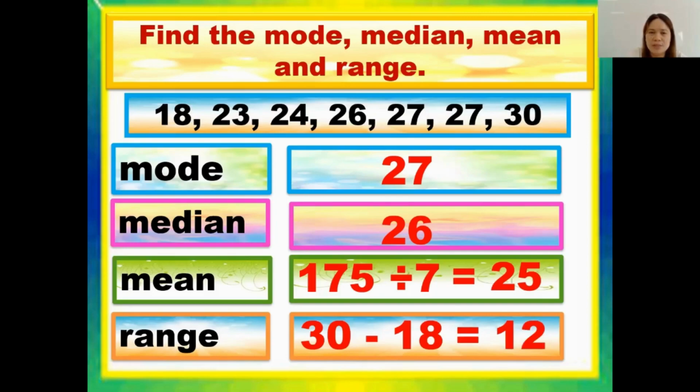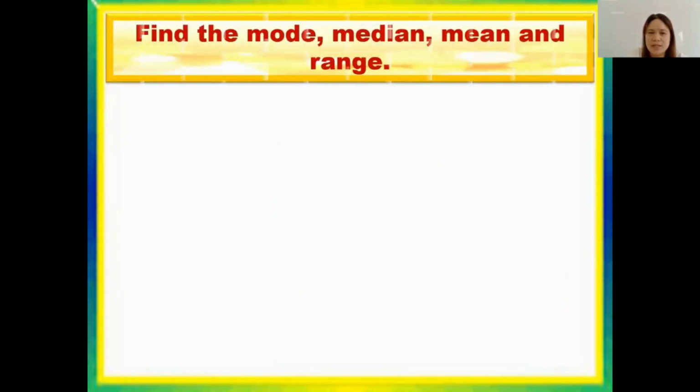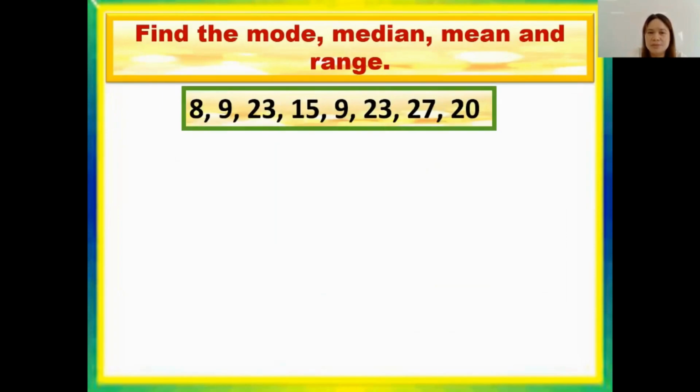So if you are still confused, let's have another one here. So please listen carefully and take down notes if you can. I have here the numbers 8, 9, 23, 15, 9, 23, 27, and 20. If you can see, the numbers or the values are not arranged in order. So please, Year 8, arrange the numbers or the values immediately so that you will not be confused with the median later. So let's arrange them.